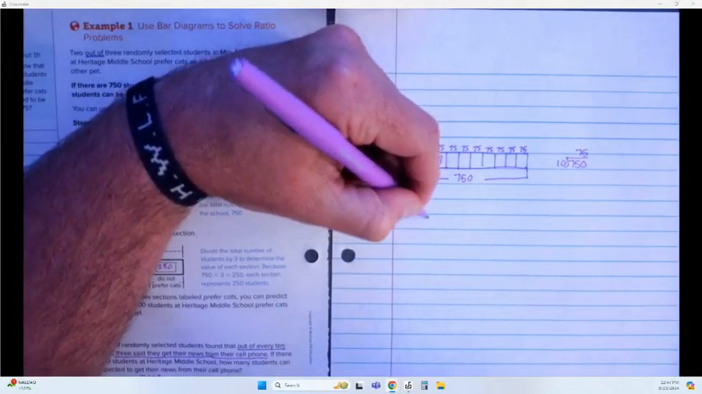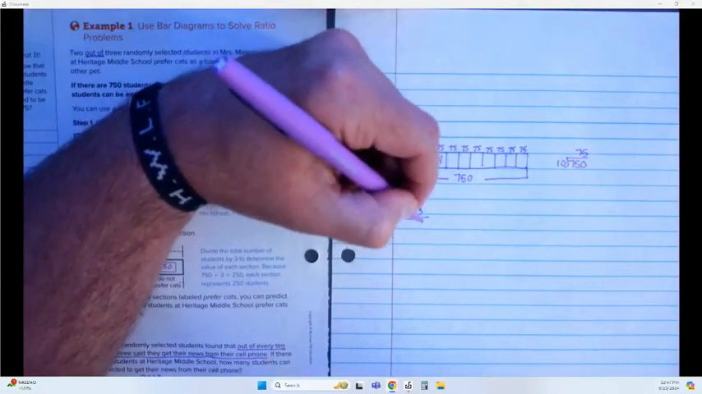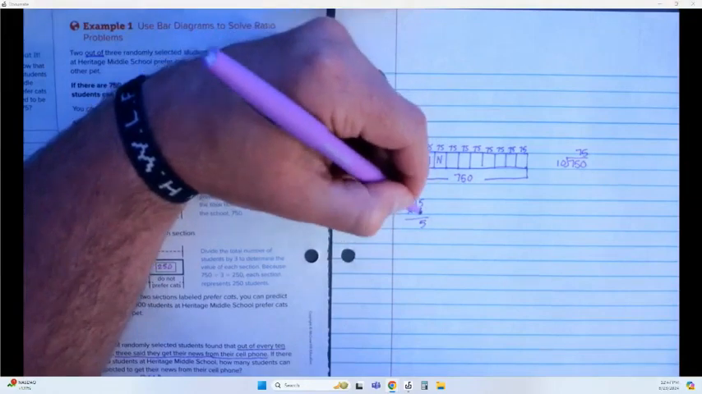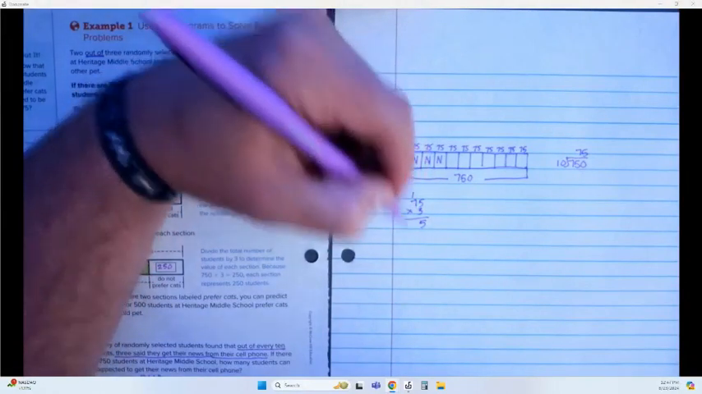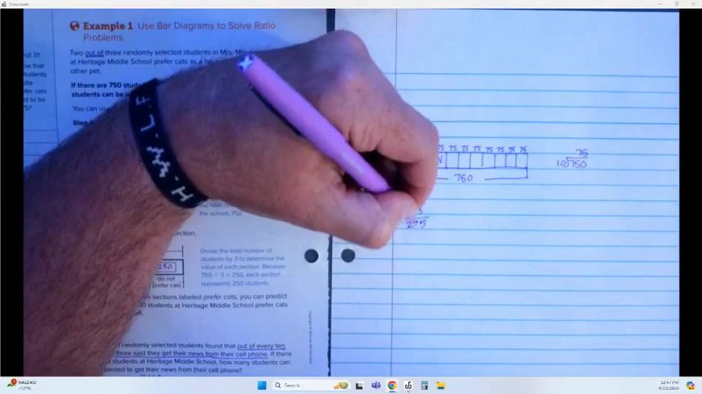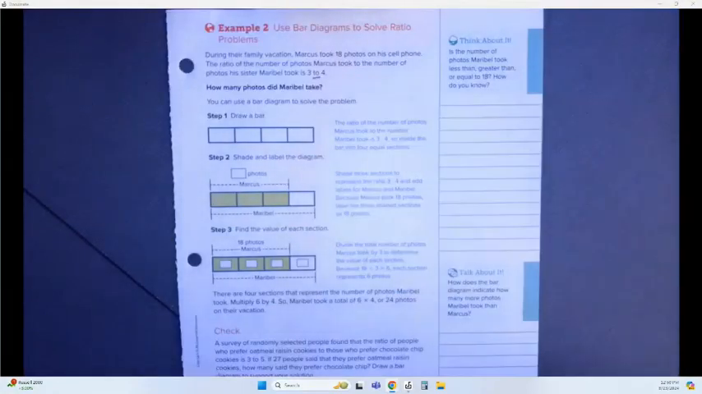times 3. 5 times 3 is 15. 3 times 7 is 21, plus my 1. 225 students get their news from their cell phone. Moving on to example 2.